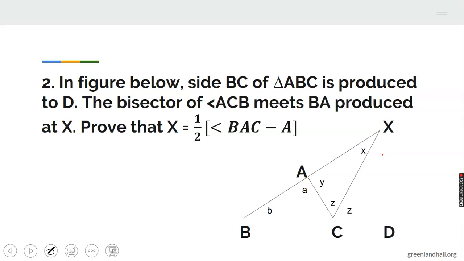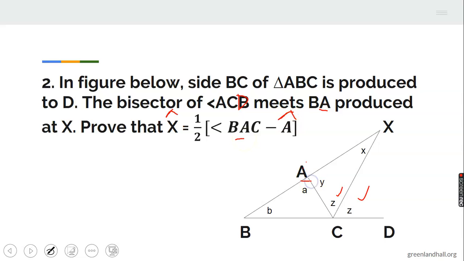The bisector of angle A meets this one at X. The bisector of angle ACD meets AB at X. So these two angles should be equal because it's a bisector. That's why this is Z and Z. So I should prove that this angle X is equal to half of angle ABC minus angle A.